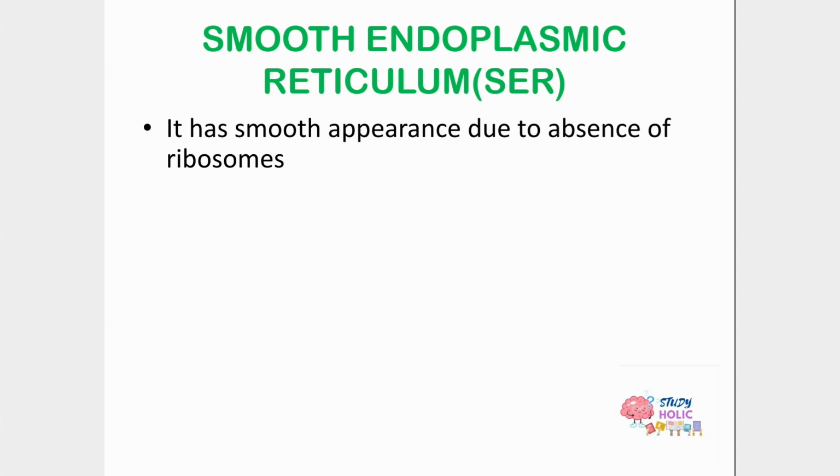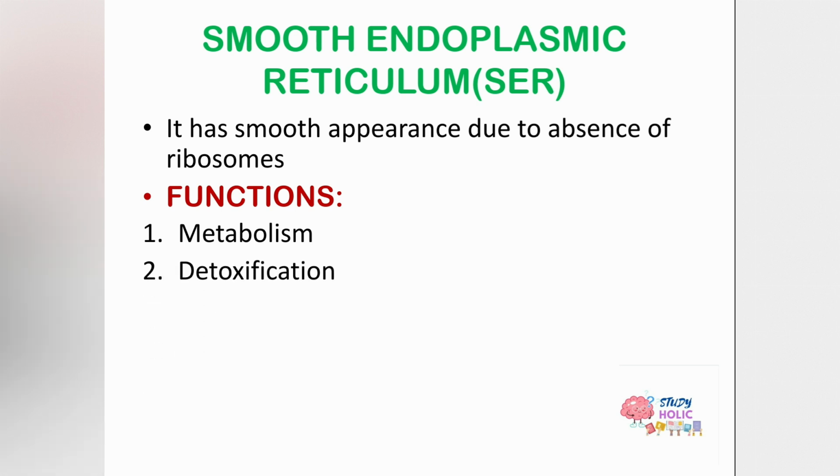Now let's talk about its functions. There are various functions of SER. The first function is metabolism. The smooth endoplasmic reticulum is involved in various metabolic processes, for example metabolism of carbohydrates. The second function is detoxification. Smooth endoplasmic reticulum is responsible for detoxification of drugs and poisons, especially in the liver cells.